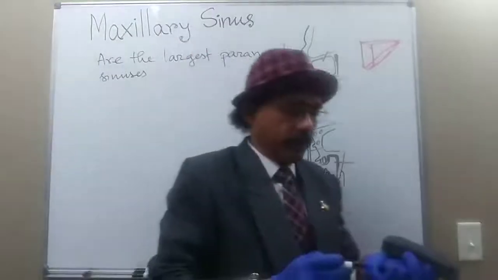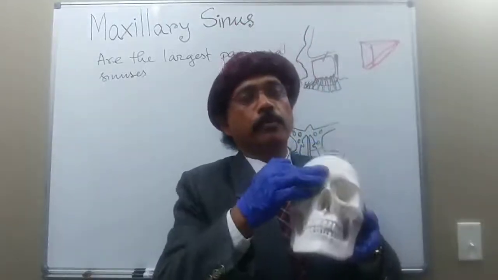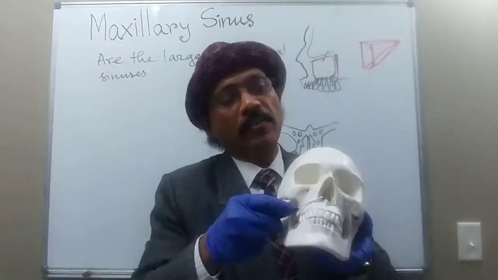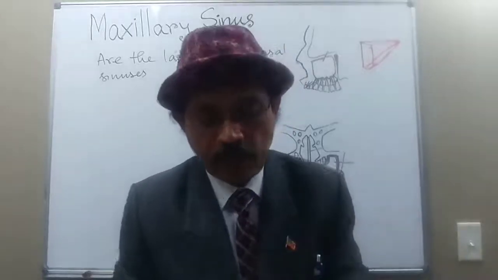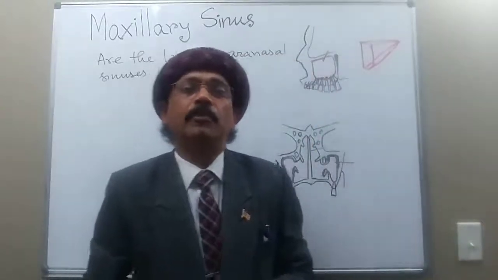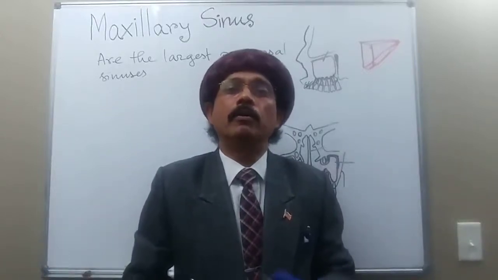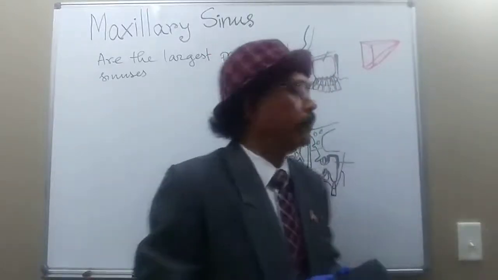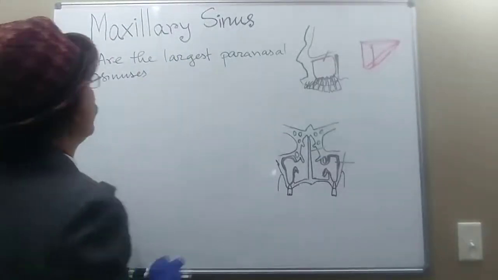We have the frontal sinus that is related to the frontal bone, with the maxillary sinus that is inside the maxilla, body of the maxilla. Frontal bone contains the frontal sinuses, and the maxilla contains the maxillary sinus. We have two maxilla, two maxillary sinuses. We have two frontal sinuses in each side of one frontal bone. So maxillary sinuses are the largest paranasal sinuses.